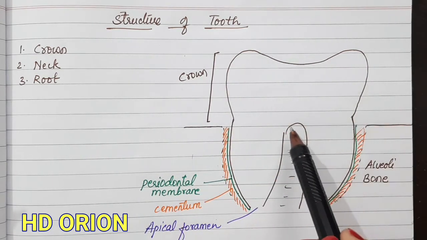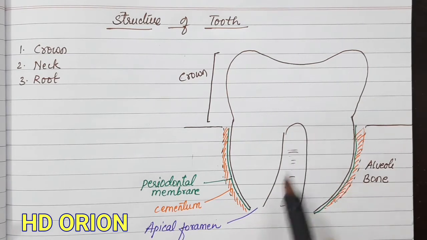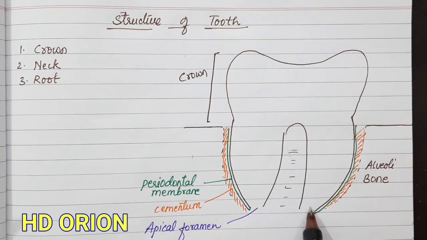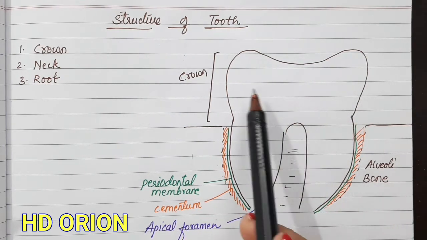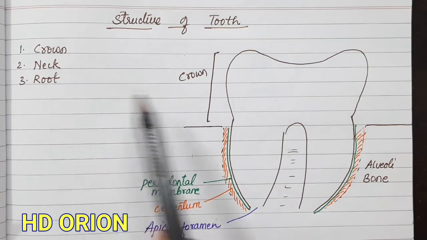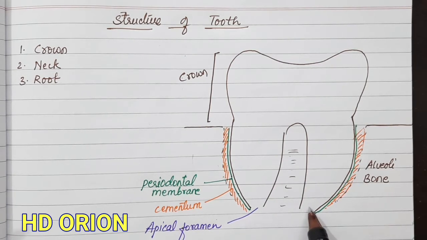Now what I have taken over here is a premolar, or a molar you can say. There are two apical foramen over here. If you take canine, then it is only one. The basic structure is the same. Whatever I'll be teaching, the crown, the neck, the root and the internal part would be the same. But since I have taken the premolar, there are two openings over here. Otherwise the apical foramen would be one.